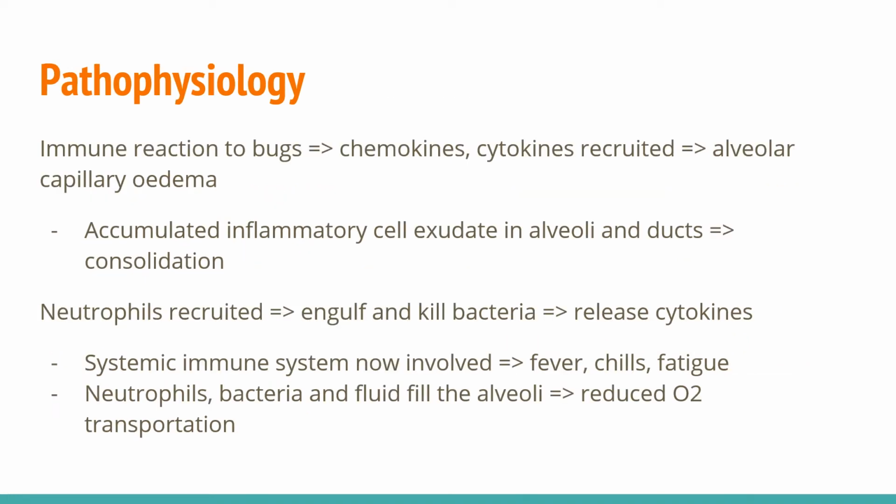Okay, so in terms of pathophys, I'm not real keen on the immunology, so I've directly copy and pasted this from last year's people. But essentially what happens is your immune system reacts to the bugs, and then it basically goes a bit crazy, and then you get edema within the alveolar capillaries. This recruits inflammatory cells, and so you get consolidation in the alveoli and the ducts, and then these inflammatory cells release cytokines and you get a systemic reaction. So that's when you get the fever, chills, rigors and fatigue, which you should all be asking in your histories.